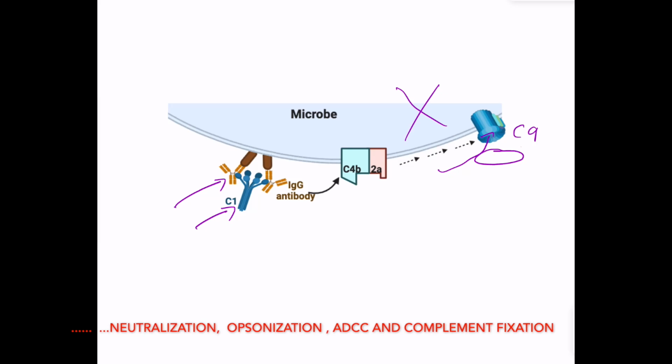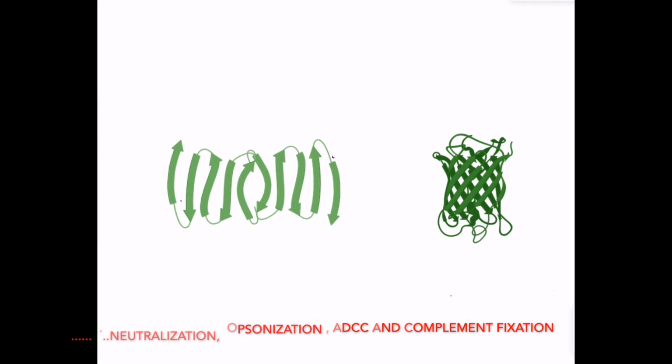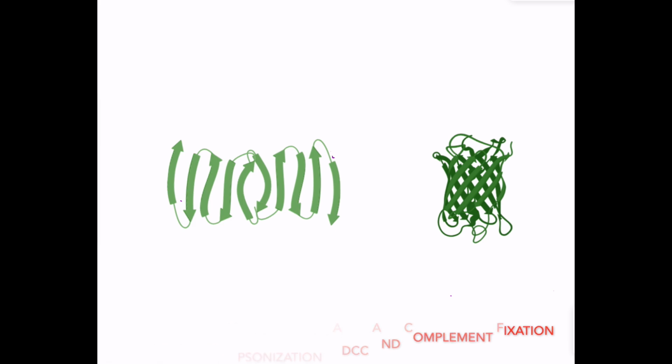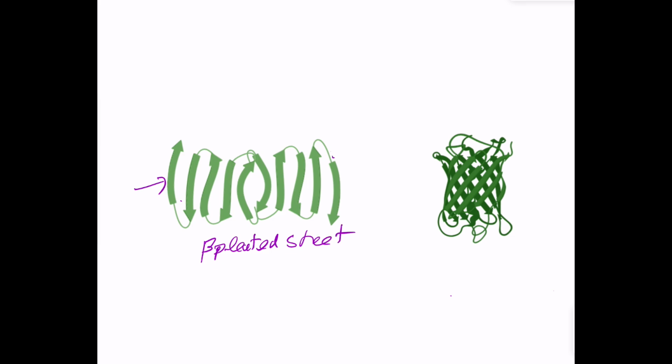So this is a major function of antibodies, the fixation of complement. Turning to the structure of antibodies, the basic unit of the antibody, each domain, as we'll show in a second, is made up of a beta-pleated sheet. So this is a beta-pleated sheet, and a beta sheet is made up of beta strands. And the beta strands are joined by loops, as you can see here.